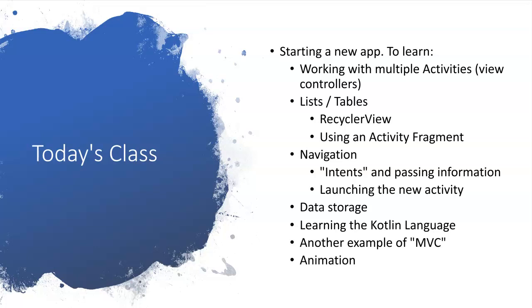You learned how to invoke another activity from one that is already existing. How to display lists or tables using Recycler View, and how to do that using an activity fragment. This is what we did also last week. Navigation, we did a part of it. The intents, you saw how to create an intent in order to launch a new activity. Passing information, also we just did an overview of how to do that. We haven't actually passed any information yet. And the other things we are going to cover as we go along.